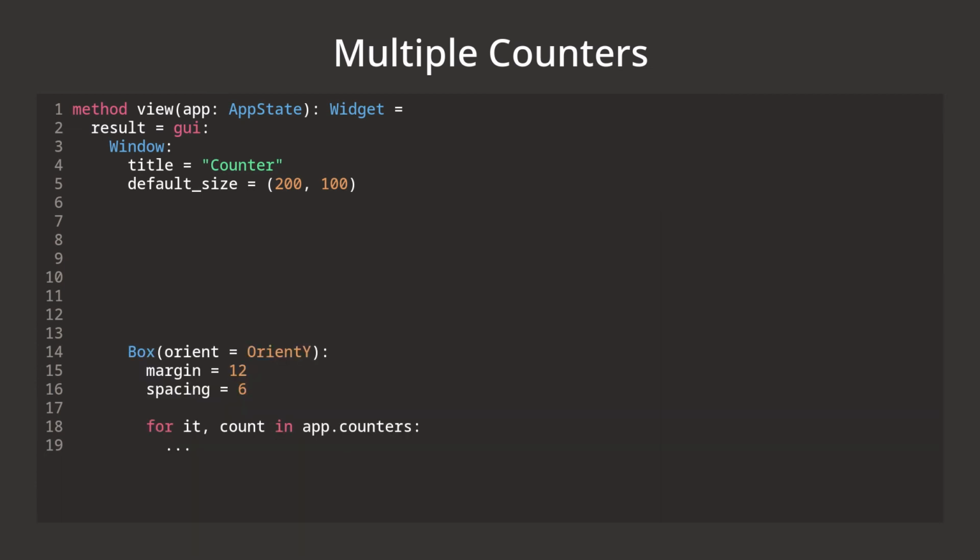Finally, we want to allow the user to create new counters. I would like to place the button which does this inside the header bar of the window. Let's begin by adding a header bar widget to the window. Now we can add the button to its left side.